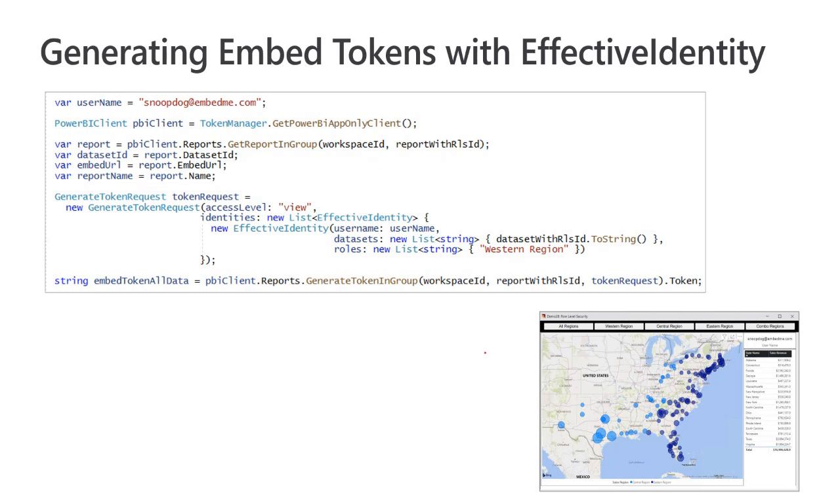And what you can see here with the effective identity is that I can go ahead and specify one or more roles. Also note that when you're dealing with row level security, you have to also add the GUID to each dataset you want to use. And then you can also pass a username inside. And then we go ahead and create that embed token.